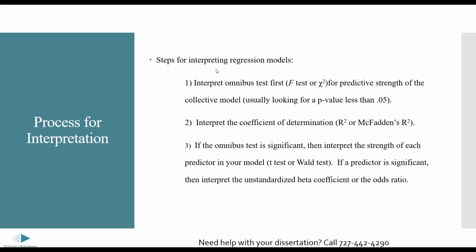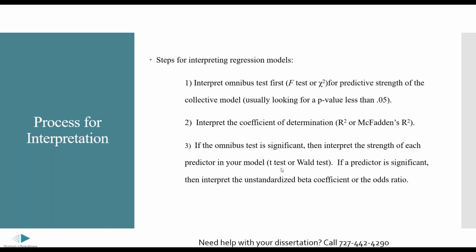If you don't have a significant omnibus test, a significant F test, or a significant chi-square test, then you stop right there and you say, our collective model was not statistically significant. We are not going to interpret our predictors on their own. However, if step 1 is significant, then you do interpret each predictor on its own in step 3 here.